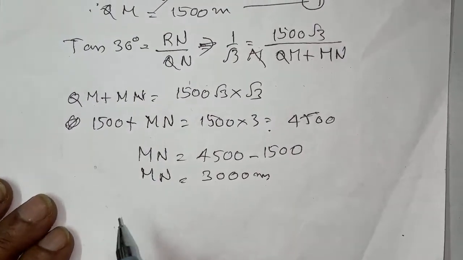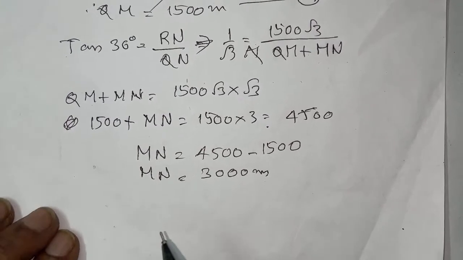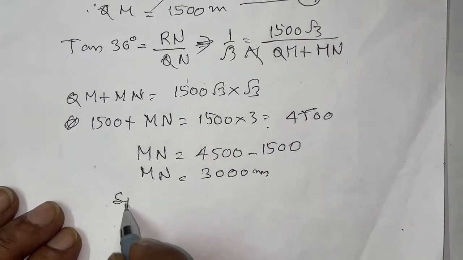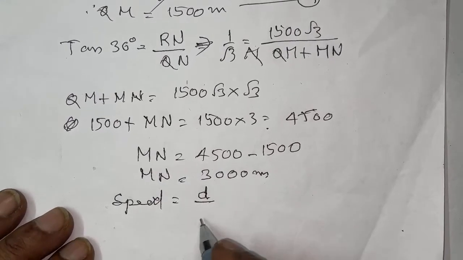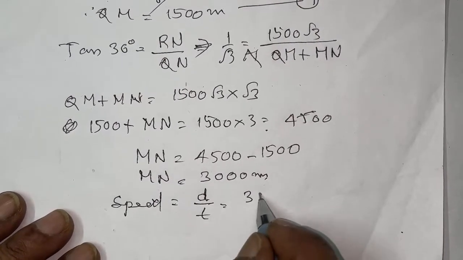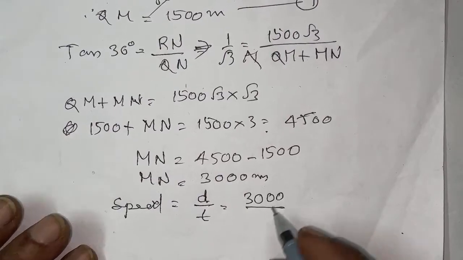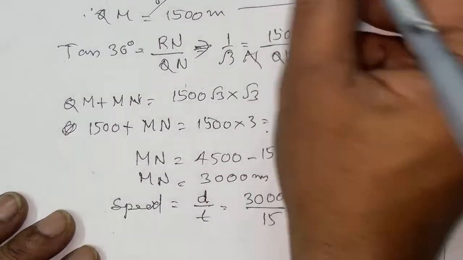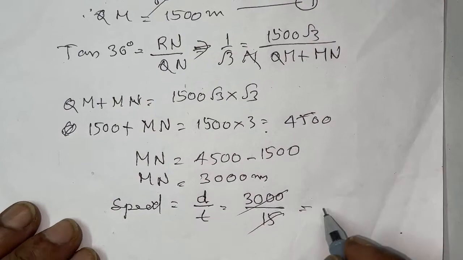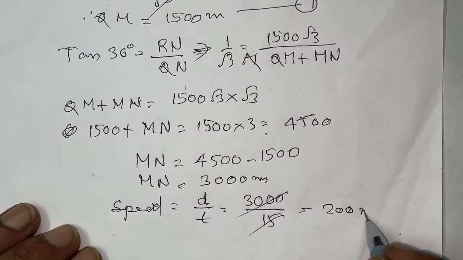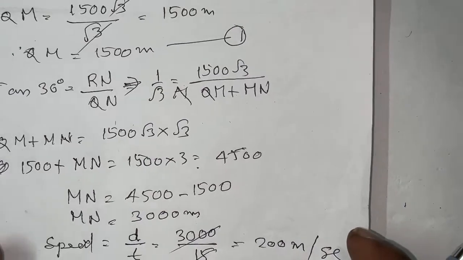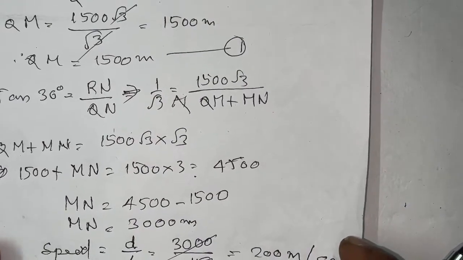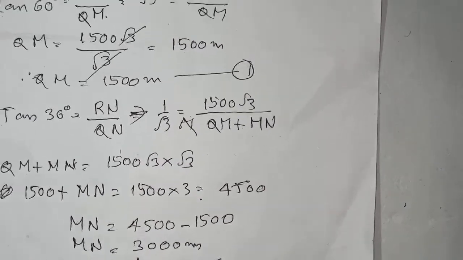Now he is asking for the speed. Speed is equal to distance by time. Here distance is 3000, time is 15 seconds. How much time is taken? 15 seconds. So we are getting 200 meters per second. But we don't want 200 meters per second. We want it in kilometers per hour. So what do we have to do?